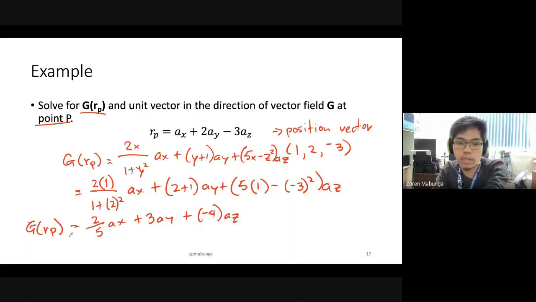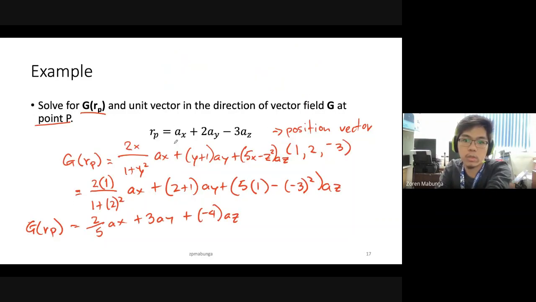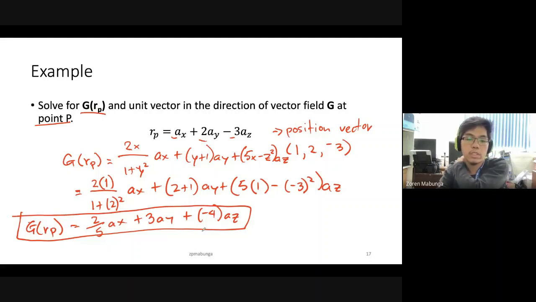Okay? So dito sa kanina, sir, bakit dito may mga xy ka pa? Kasi ang coefficient ng R natin dito is x, y, and z, kaya nanatili lang silang x, y, z. Pero once na nagkaroon na ng specific value yung mga coefficient, hindi na lang siya basta variable, papaltan mo na yun. So dito, 1, 2, and negative 3 na. Papaltan mo na ngayon yung mga x, y, z dun sa vector field equation. Kaya nakuha natin sagot for vector GRP or vector field G is 2 over 5 ax plus 3 ay minus 4 az.